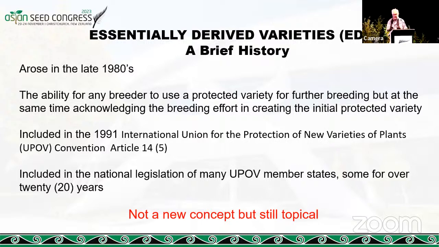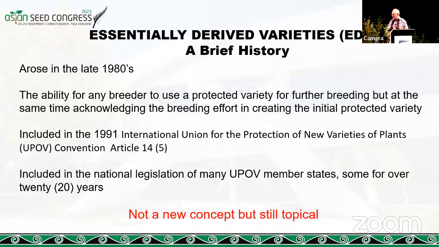So first of all, the concept arose in the 1980s. And the concern was the ability for the breeder to use particular varieties, which of course is a key part of the UPOV Convention, is to breed from protected varieties. But at the same time, there's a need to acknowledge the breeding method in creating that initial protected variety. So what we were looking at, in those times, was talking about fairness and balance. So we were doing one thing, but also it helped to make the other thing possible as well.